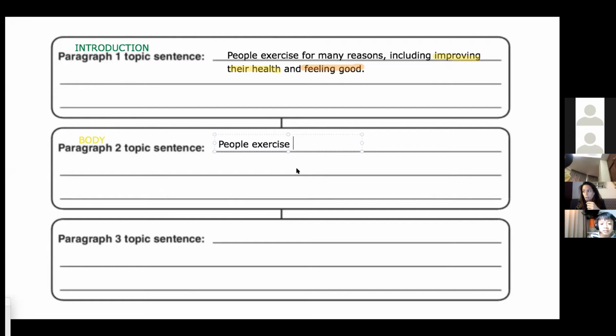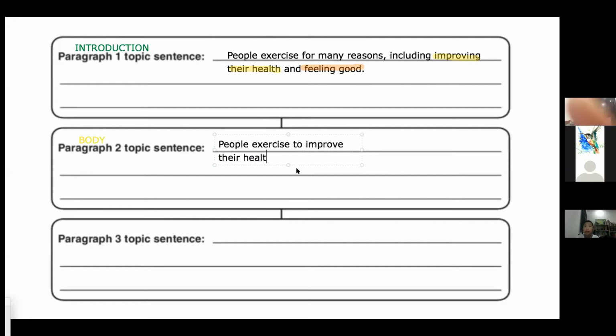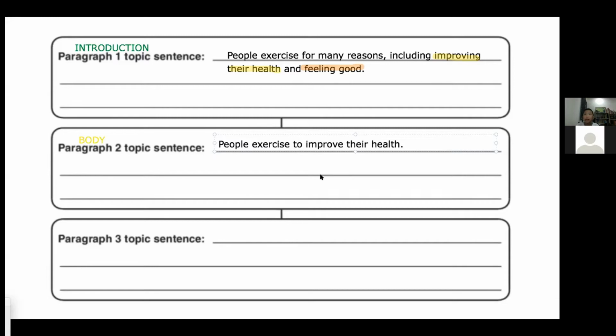Okay, but what is it improving? Improving their health. Very good. First body topic sentence is going to be: people exercise to improve their health. Easy as that. Okay. And then in that paragraph, we're going to talk about the ways that exercise can improve your health. And that's going to include things like lowering your risk of heart disease and lowering your risk of circulatory disease and things like that. So those are going to be our details for improving health.